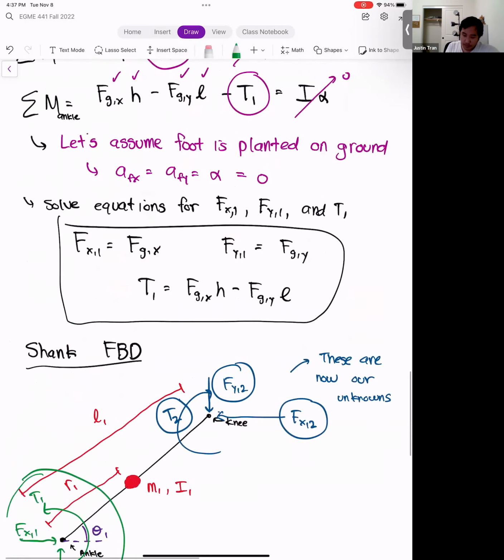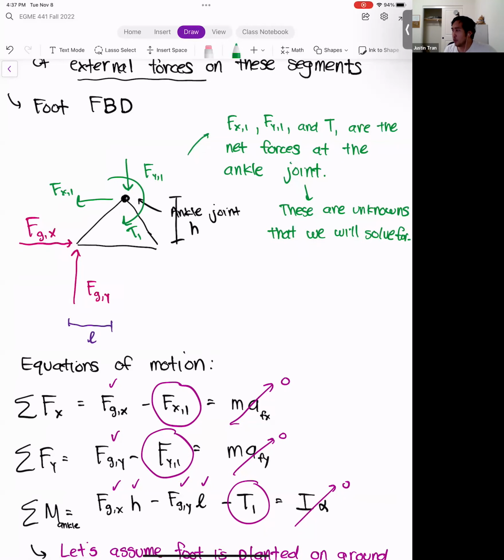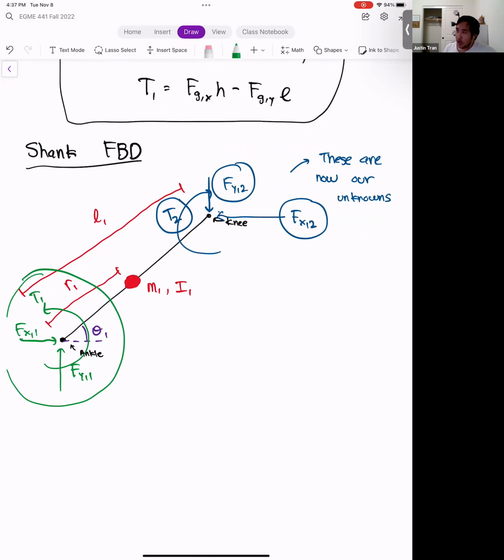Let's compare that to the ankle reaction forces that we drew in our previous free body diagram on the foot. On the foot, fy1 is going down, fx1 is going to the left, and t1 is going clockwise. If you notice, the directions that we chose here for the shank are all in the opposite directions.